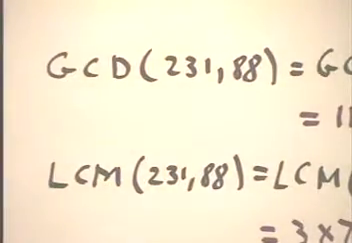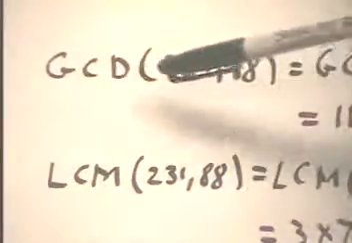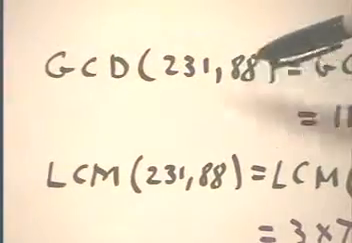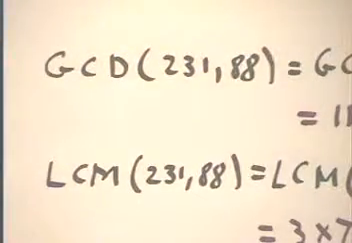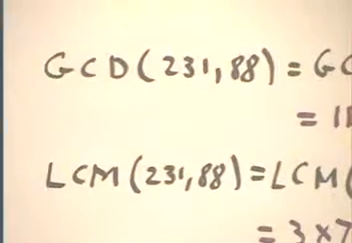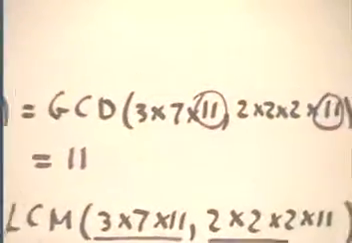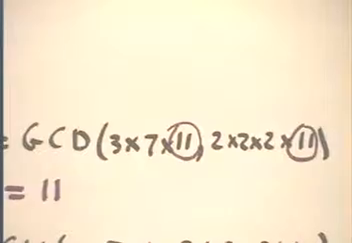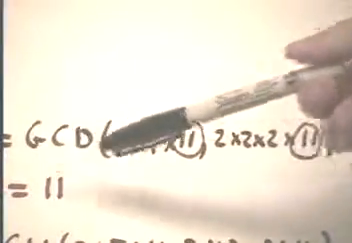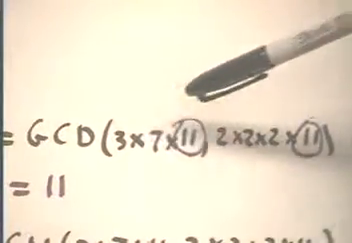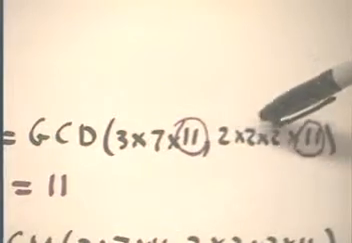Now what we've just done is we found the greatest common divisor of 231 and 88, which we found to be 11. To illustrate the general process of finding greatest common divisor, the greatest common divisor of 231 and 88 is the greatest common divisor of 3 times 7 times 11 and 2 times 2 times 2 times 11.